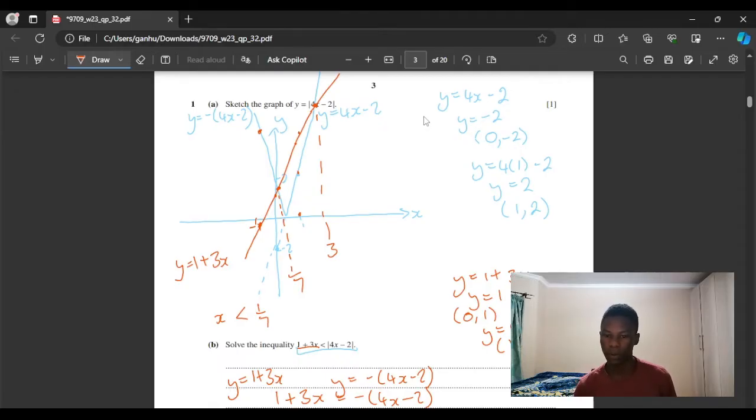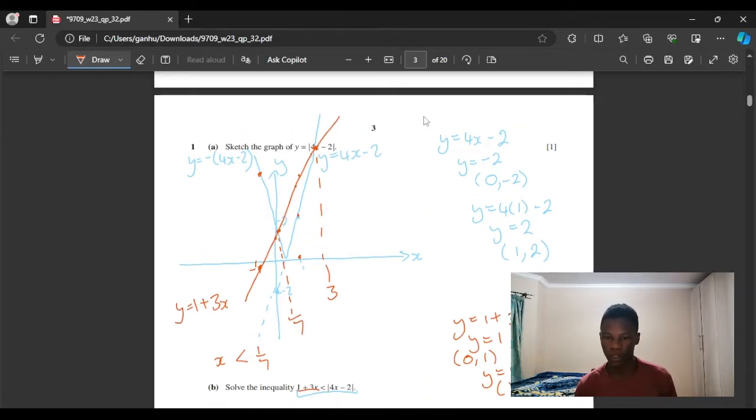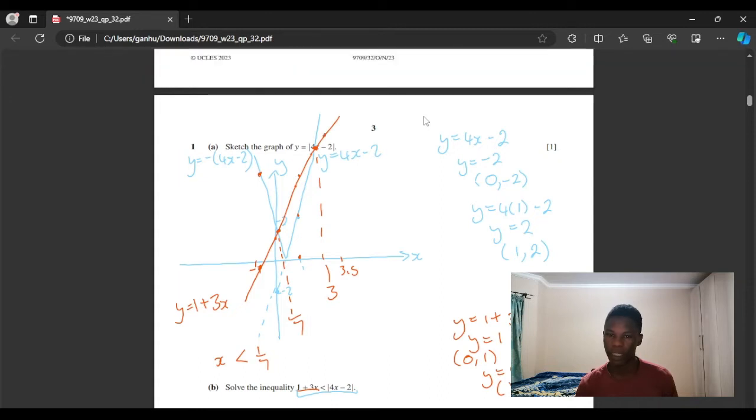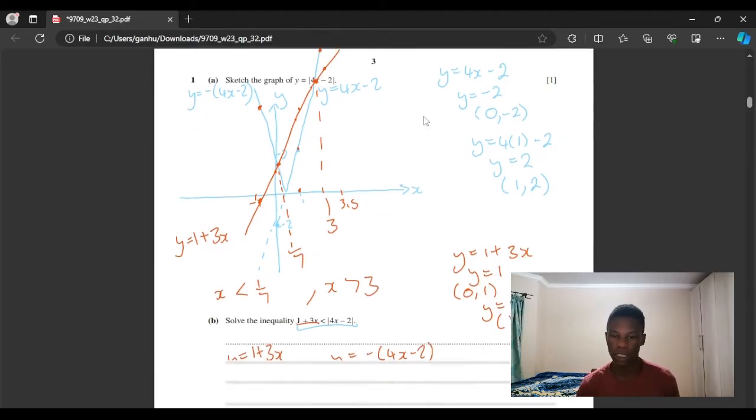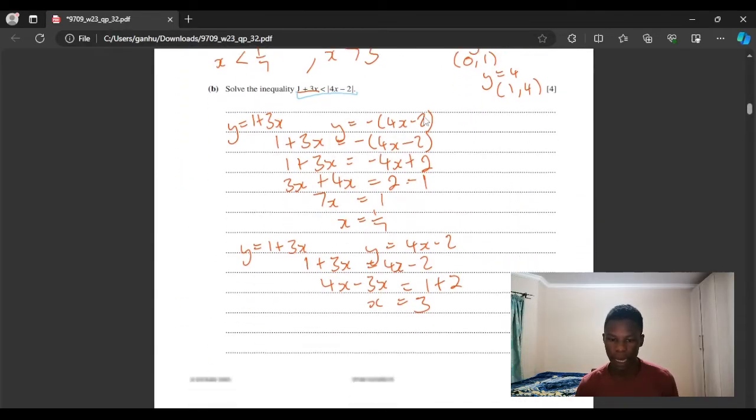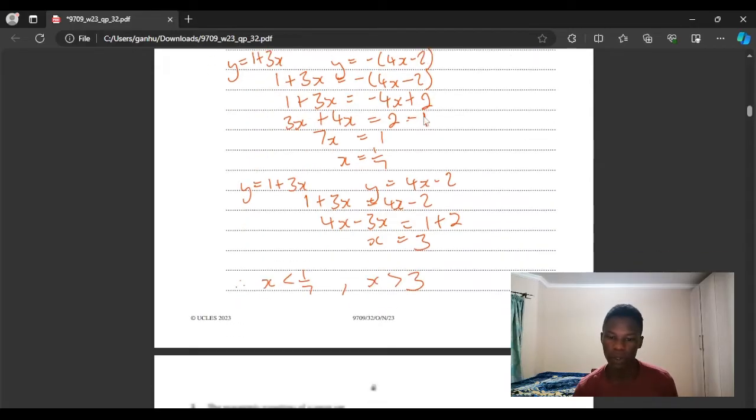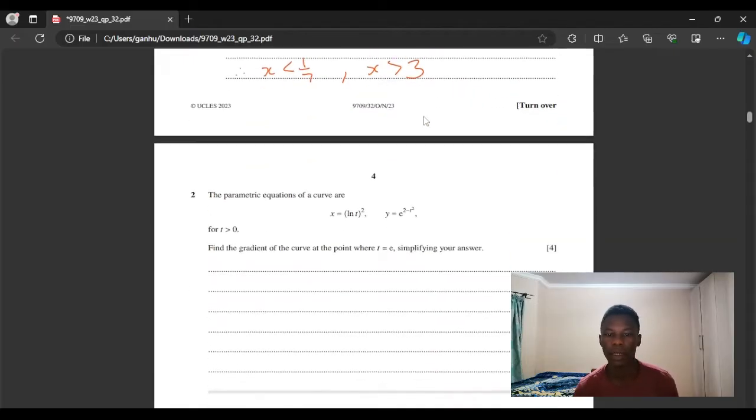And then we can come and check on this side. For example, at x is around 3.5, we have the red graph here, and it's actually below the blue graph. So this means again we have another solution, x is greater than 3. So our final two solutions for the inequality would be, therefore, x is less than 1/7 and x is greater than 3. Let's move on to our second question.